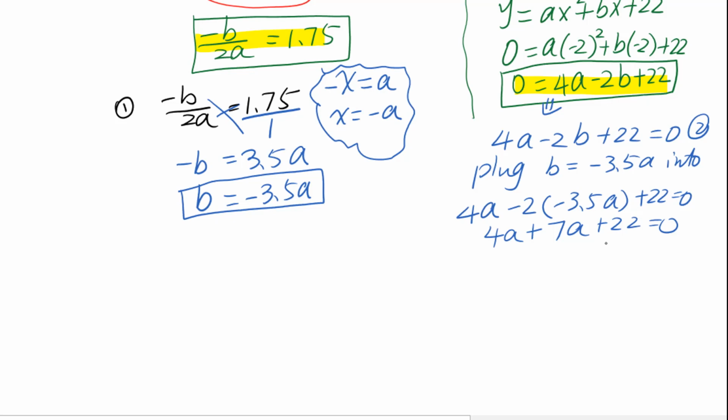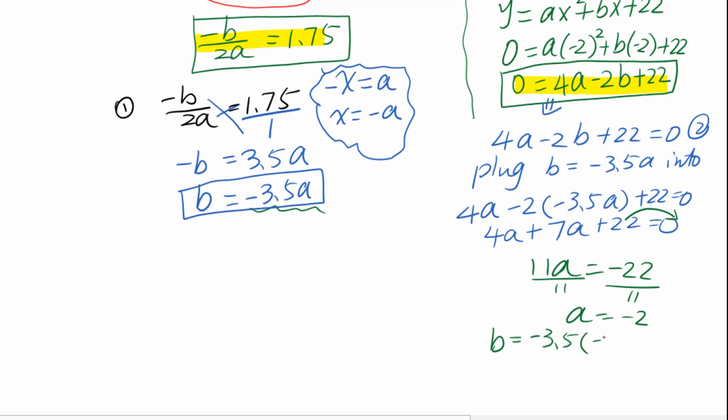This is a linear equation. Isolate the variable on one side, so you have 11a equals, cross the river, change the sign, negative 22, divided by 11. A equals negative 2. So we get b, plug in here. Negative 3.5 times negative 2 equals 7. Therefore, a equals negative 2, b equals 7 will be the solution.